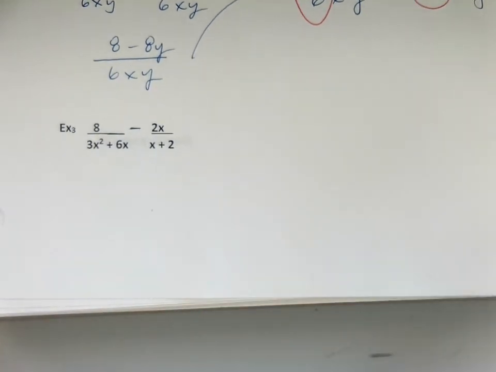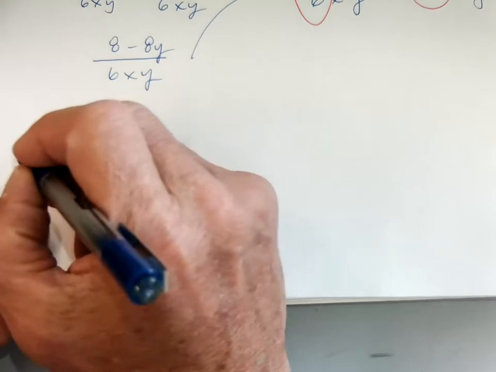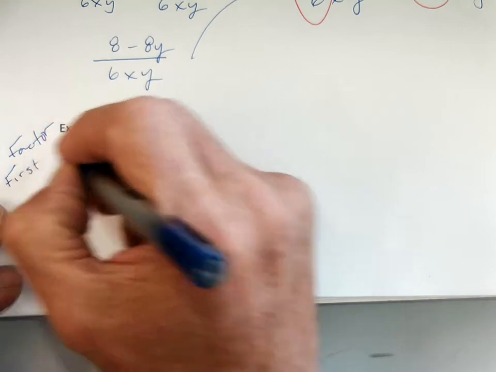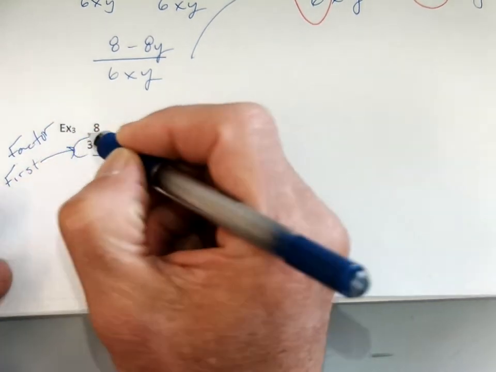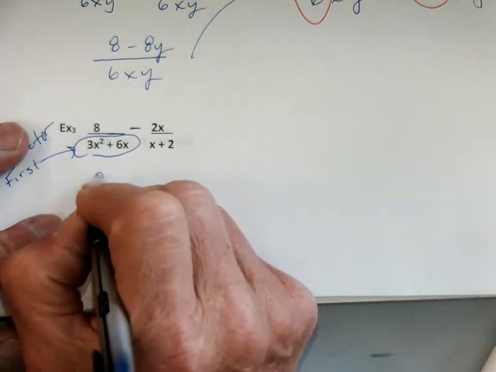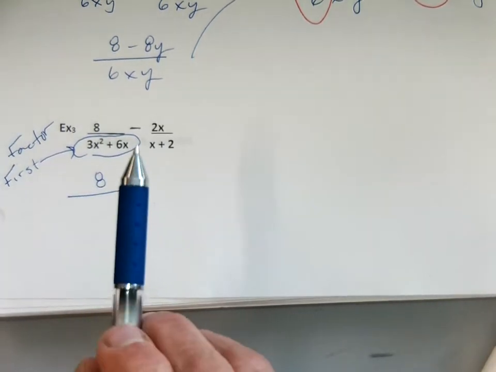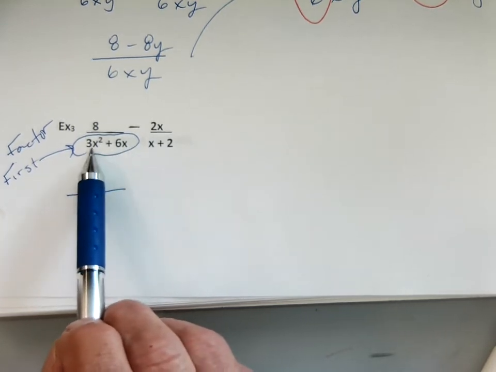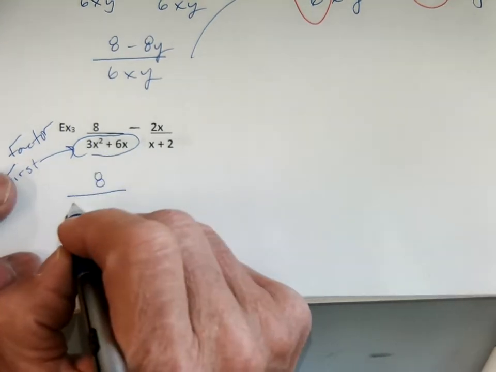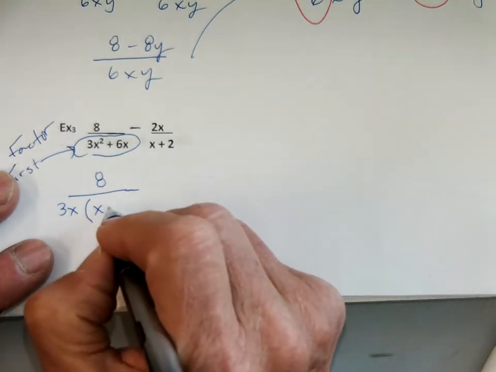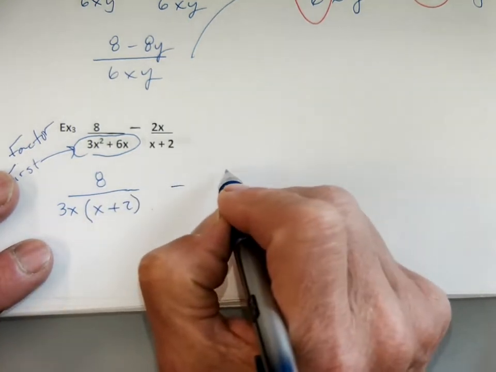Now, example 3. What I want to do is factor first. If I factor that, it's actually going to make it easier. I think you're going to see this in a second. If I factor, they both have a multiple of 3 in common and they both have an x in common. So I can factor out 3x. Let's see what I got. It'll be an x plus 2, right? Now, I think that's going to help me, isn't it?